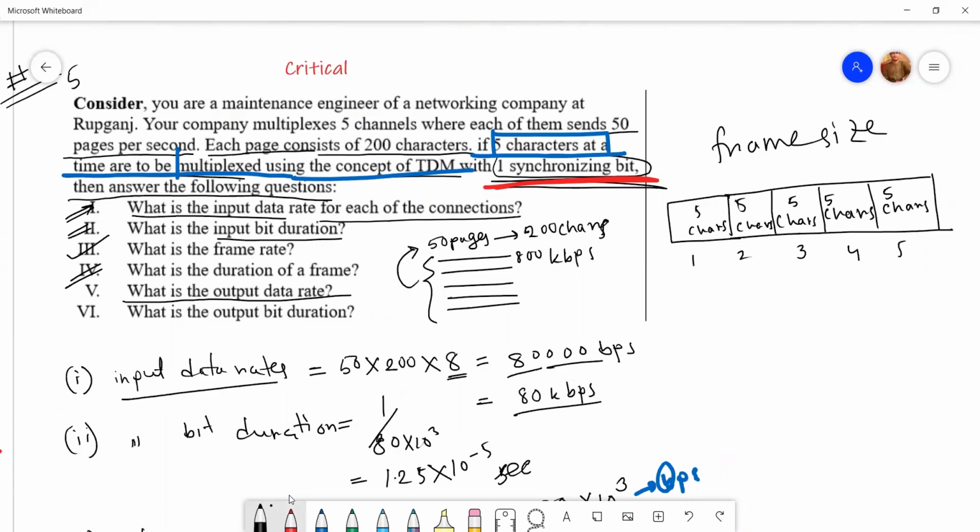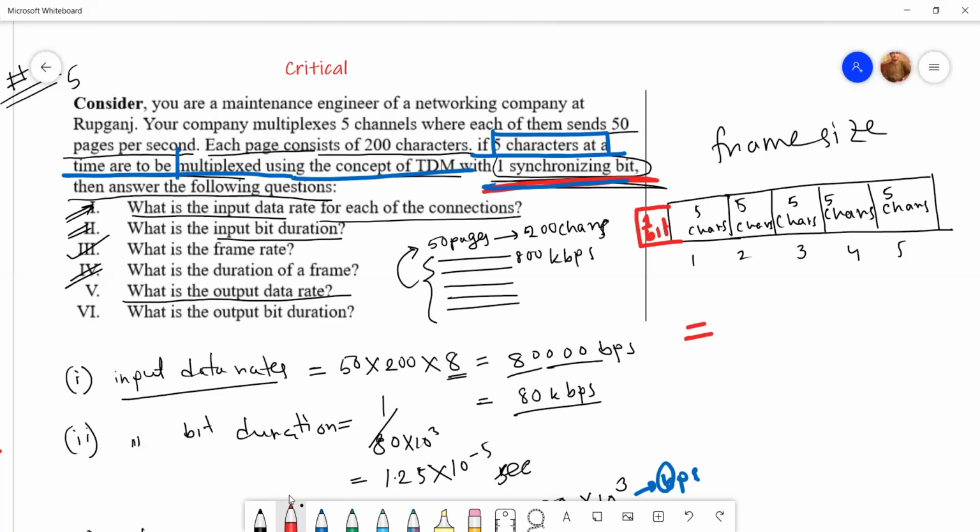Is that all we have done inside a frame? Not yet, because we know there will be one synchronization. So we'll be adding one synchronization, and that's going to be a bit. You have to be very careful over here. People make a common mistake. So what is my frame size?